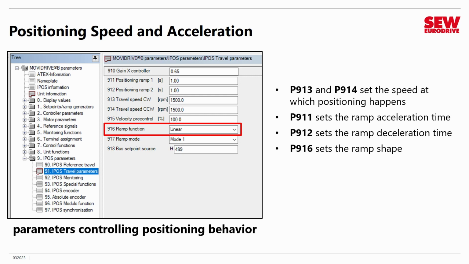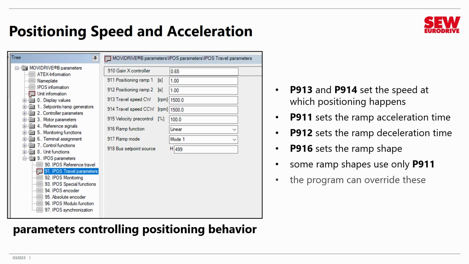But there are certainly other kinds of ramps available. Do be aware, however, some of the shapes do not use an acceleration and deceleration time that's separate, which means they will only draw from 911. So to understand that better, you are going to have to dig into the MoviDrive B manual and read about these parameters a little more. We're not going to go into it any further. Do be aware the program can override these, and in fact, in a later session, not too far in the future, you will learn to set all of these from within your IPOS program, so you don't even have to set them from the parameter tree.